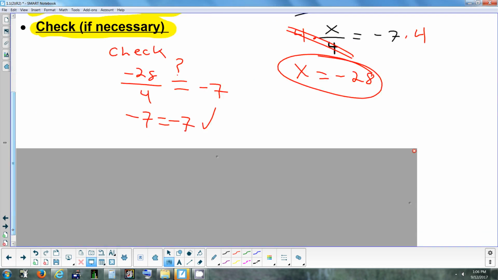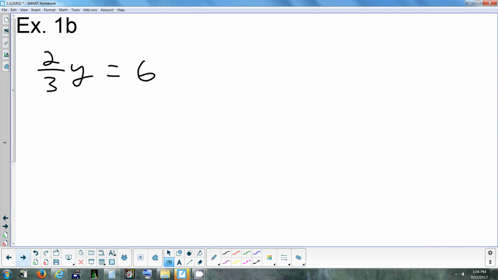But I think 1B is on the next page. Okay, so as we were going through the notes, I brought this one up and I had you guys look at it. What's different here? There's a fraction next to the y. It's not like it's y divided by 5 equals 12. The fraction is next to the letter. So what comes up here that didn't come up in the last problem? What are you going to use?